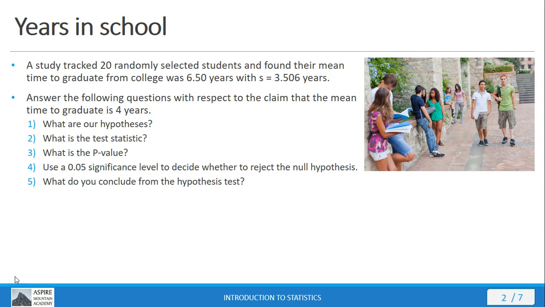Anyway, 20 randomly selected students, mean time to graduate 6.5 years, sample standard deviation a little more than 3.5 years. Notice we've got the same 5 standard questions that we saw with proportion hypothesis testing. Those questions are going to follow us all throughout the hypothesis testing material. So we're going to answer those 5 stock questions with this problem. The claim is that the mean time to graduate is 4 years.